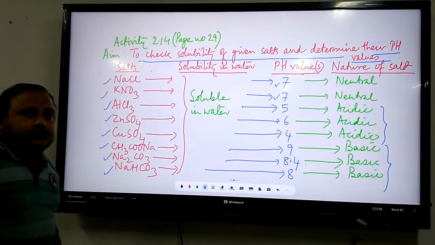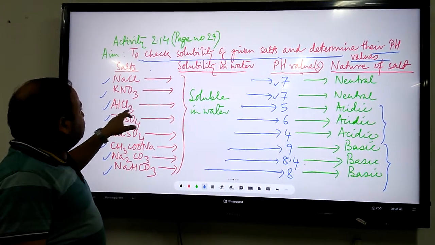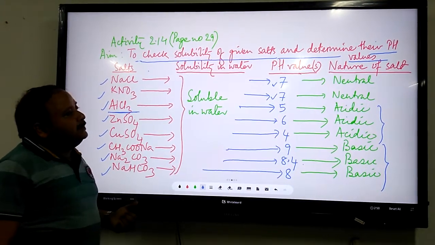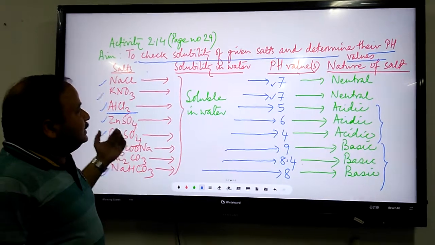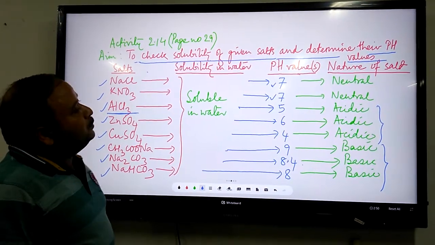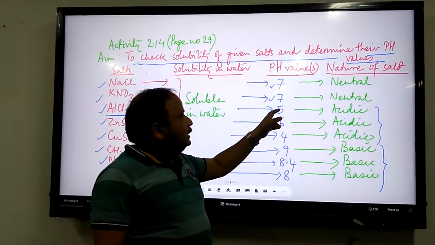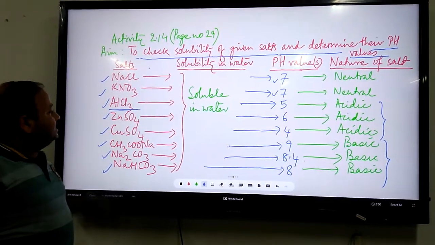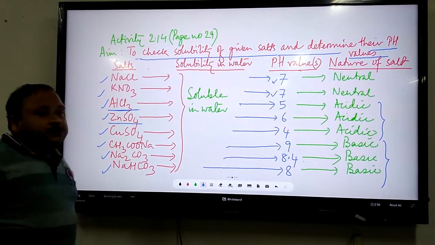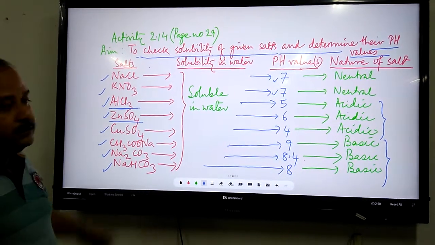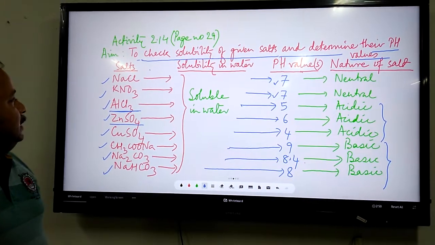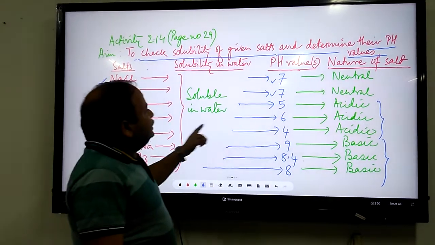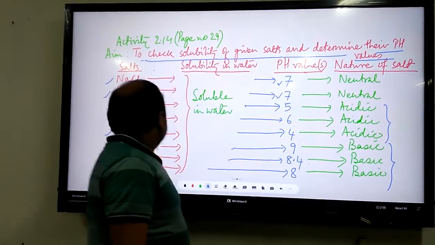Aluminium chloride is formed by the reaction between a strong acid, that is hydrochloric acid, and aluminium hydroxide, which is a weak base. And obviously the acid will impart its acidic nature to the salt, because of which aluminium chloride will be acidic. We have already seen that it is acidic and it has a pH value equal to 5. Similarly, if you consider zinc sulfate, it is formed by the neutralization between sulfuric acid, a strong acid, and zinc hydroxide, which is a weak base. Therefore, the salt formed by this neutralization reaction is supposed to be acidic, and we have seen that zinc sulfate is acidic and it has a pH value equal to 6.